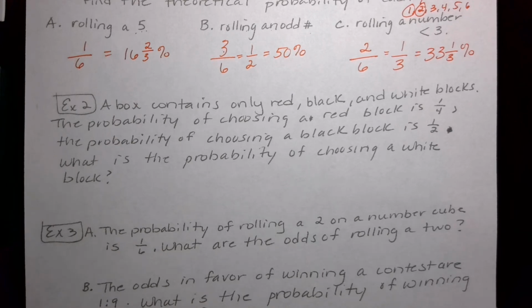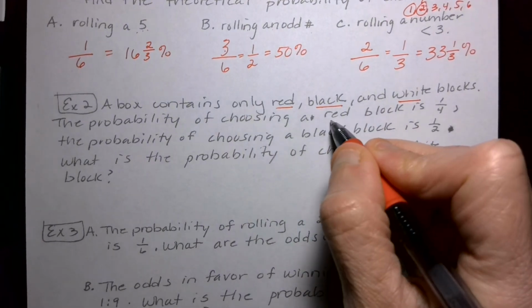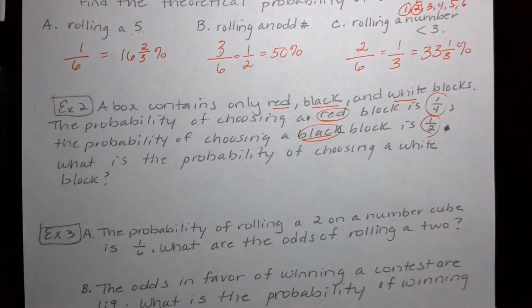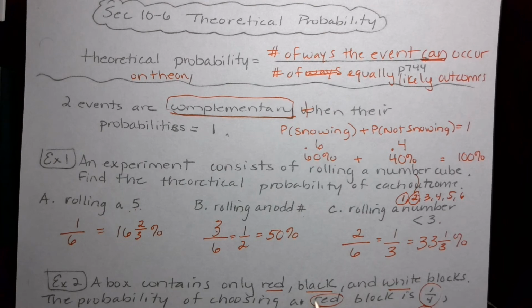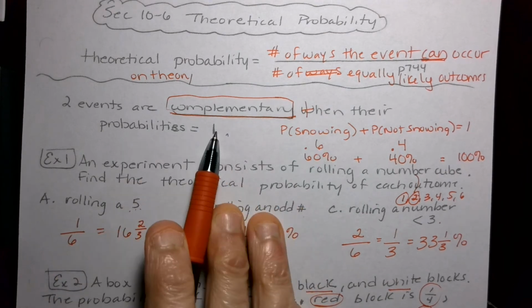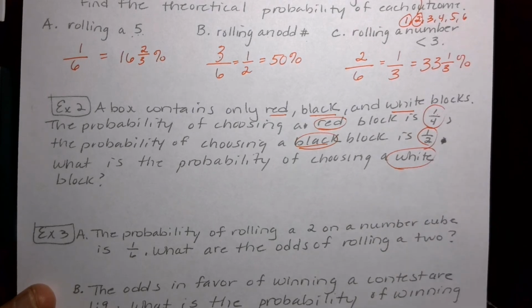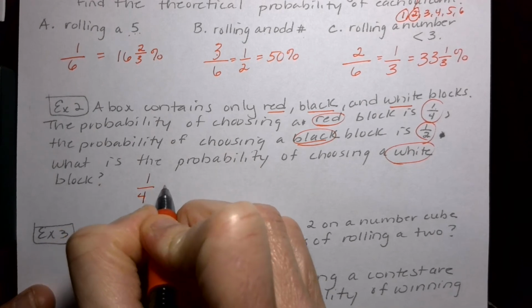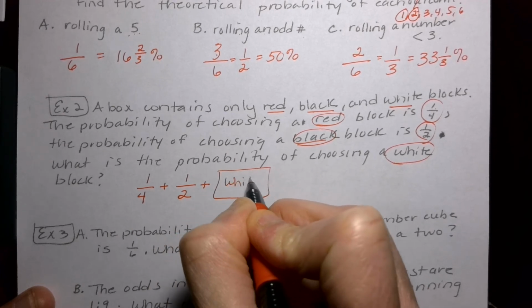Example 2, a box contains only red, black, and white blocks. The probability of choosing the red block is 1/4. The probability of choosing the black block is 1/2. What's the probability of choosing the white? Well, using our concept of complementary probability always equaling 1, I know that if there's only 3 types of blocks in there and they gave me the probabilities of 2 of them, altogether they need to equal 1.